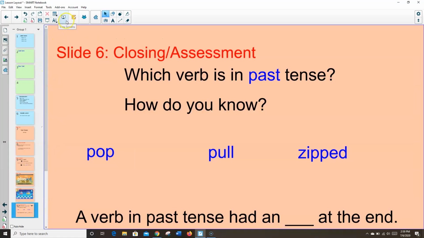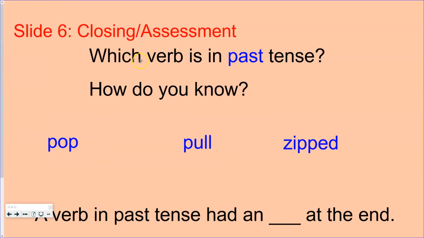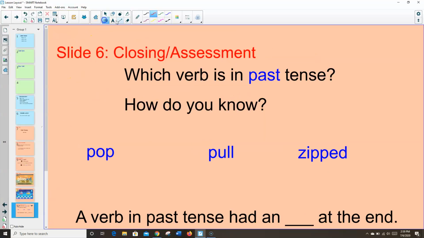All right, here we go. Slide 6 is your closing or your assessment. So you might say, which verb is in the past? Pop, pull, zipped. Pair share with your neighbor, share out. And how do you know? I might grab my pen and say, yep, you're right, it is zipped. A verb in the past has an ed at the end.